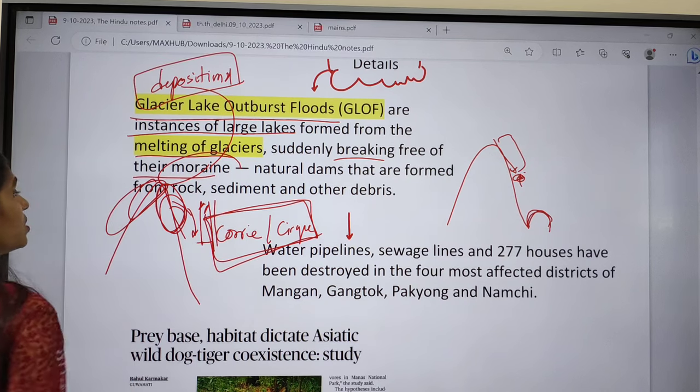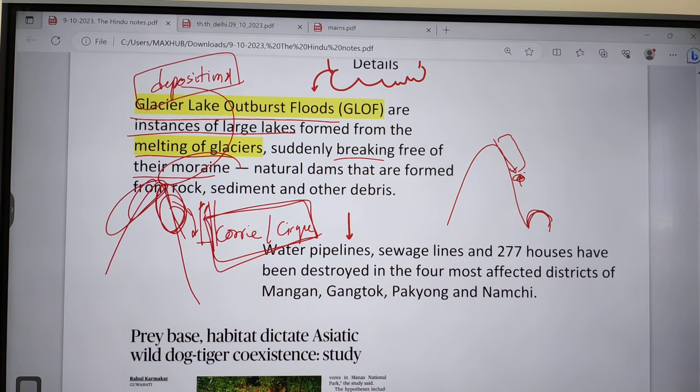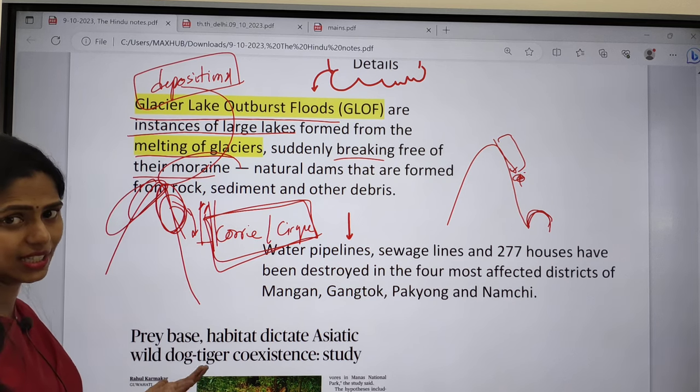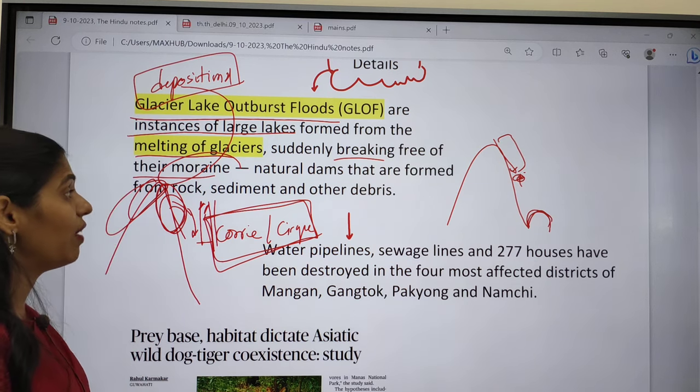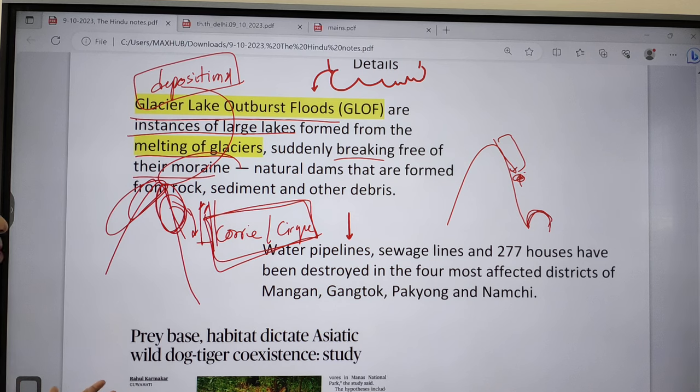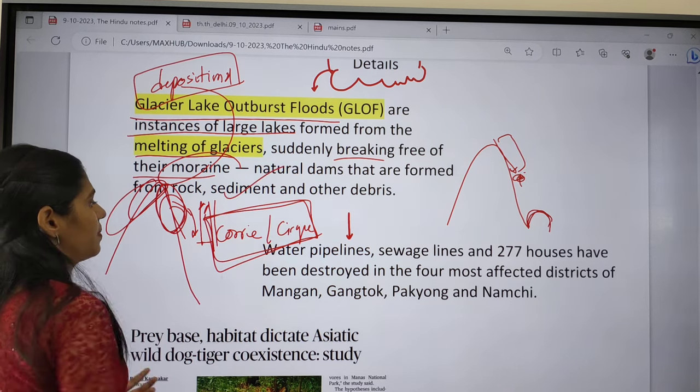These are depositional features of glaciers. Here these moraines are forming natural boundaries, but because of the increasing pressure inside the water, that is, because of the increasing water inside the lake, the pressure on these boundaries increases, and finally that will lead to breakage. Because of this, that will lead to floods.